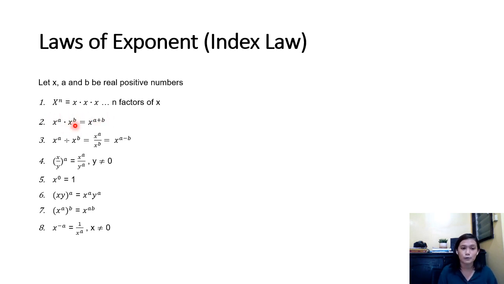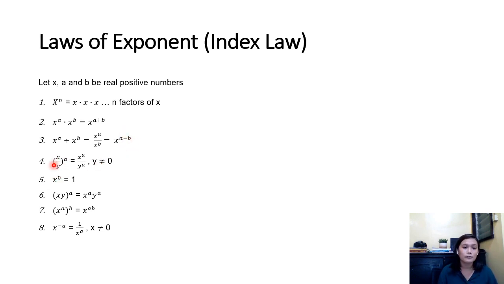Simply add the exponents. If you have x raised to a divided by x raised to b, or you could write it this way, x raised to a all over x raised to b, it means division. This is simply equal to x raised to a minus b. When you divide, class, you subtract the exponent in the denominator from the exponent in the numerator. So you will have x raised to a minus b.